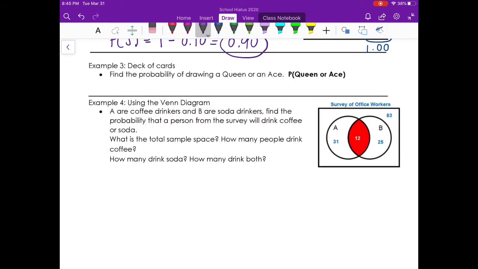In example 3, we're finding the probability of choosing a card from a deck, and it's a queen or an ace. So there are no cards that are both ace and queen at the same time.